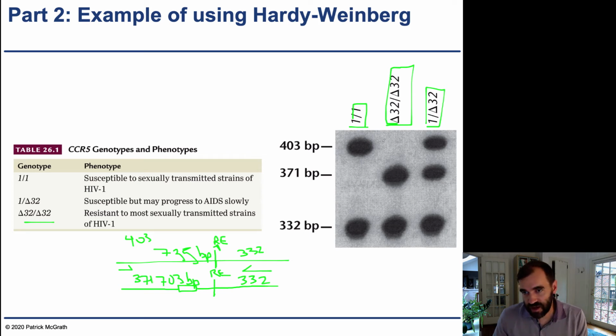And so this is how this gel arises. In both cases you have this chunk right here, the 332 base pair piece, but depending on whether you have the deletion or not, you either have a 403 base pair band or a 371 base pair band. So you can see the homozygotes that are wild type, the homozygotes of the deletion, and then the heterozygotes, because we're diploid and we have copies of both, you end up seeing both of these bands. And so this is just a simple way of using gels in order to genotype this.